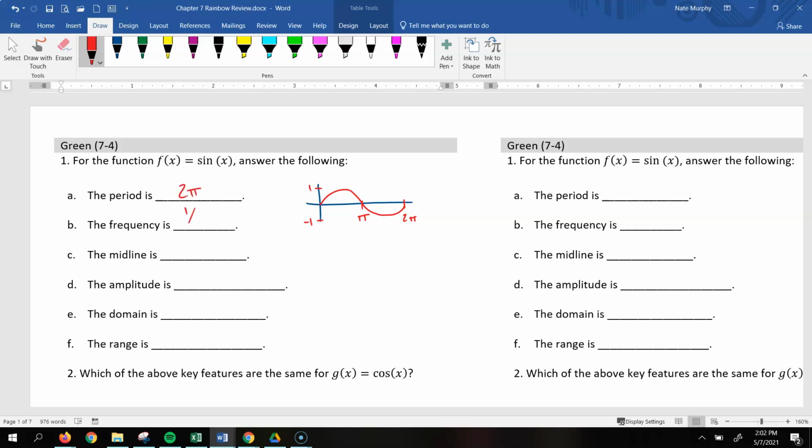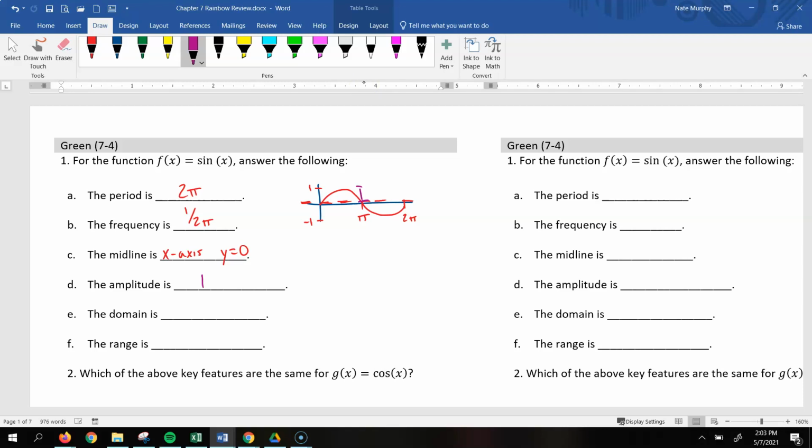The frequency is the reciprocal of that, so it would be 1 over 2 pi, because it occurs once every 2 pi radians. Now the midline is referring to this line right here, which you could say the x-axis, but it's better to refer to it as a line, so that would be the line y equals 0, because it intersects the line where y is 0. The amplitude is how far above and below the line it fluctuates. So it goes 1 unit above and 1 unit below, so we'd say the amplitude would be 1.